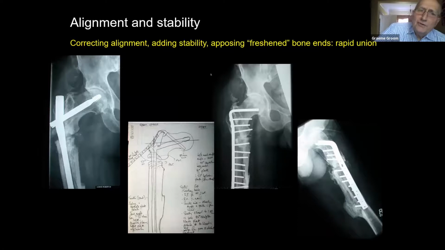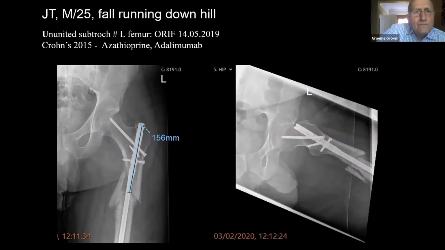And in order to get this to heal, all we have to do is to restore the alignment. And obviously a certain amount of planning goes into that: remove the metalwork, change it, and restore the alignment so that it's back into valgus rather than in varus. So alignment, and this device gives much better stability, and after 4 operations over 2 years, this will heal in 12 weeks.